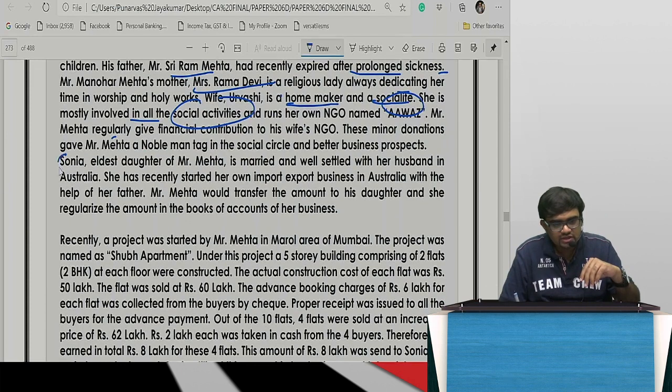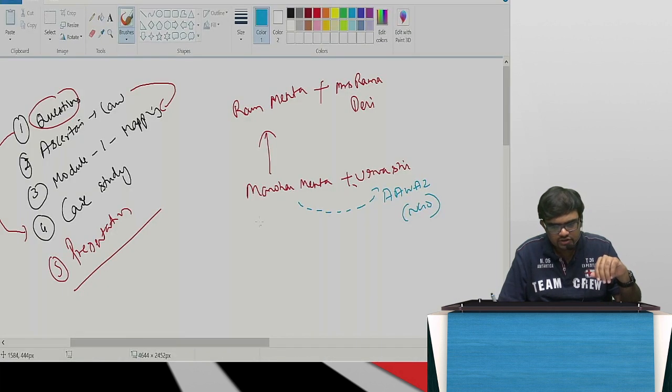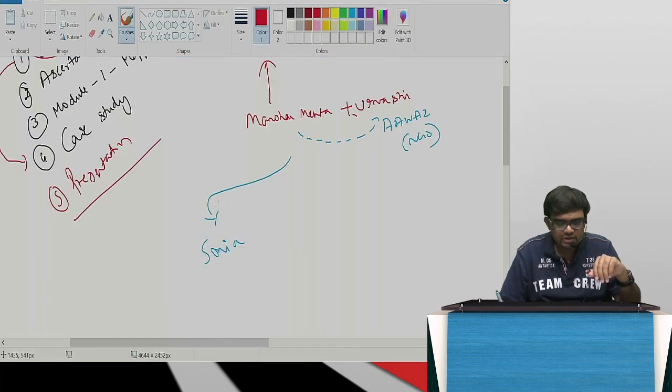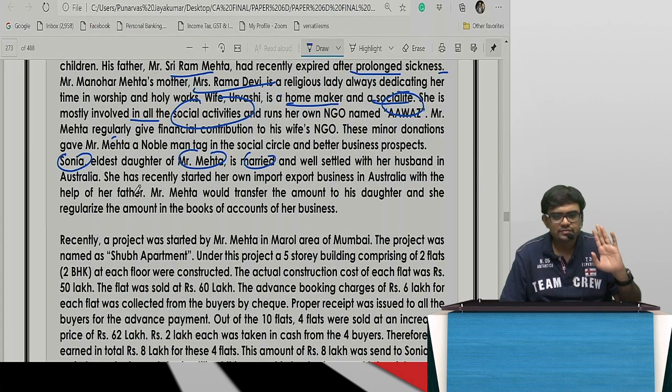Sonia is the eldest daughter of Mr. Mehta, married and well settled with her husband in Australia. Sonia madam, the first offspring, is in Australia. The moment it is Australia, what? She's an NRI. Next. Well settled. She has recently started an import-export business.